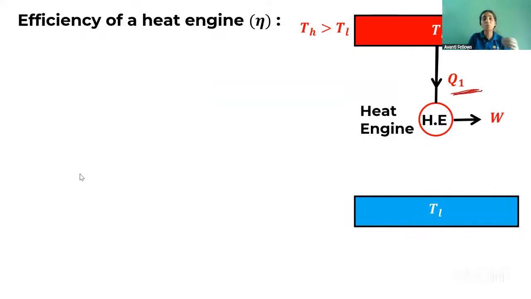What it will do, we want system to do some work for us, so it is doing W work, but it cannot convert whole heat into work. So some heat it will reject to the surrounding. So Q2 amount of heat it is rejecting.